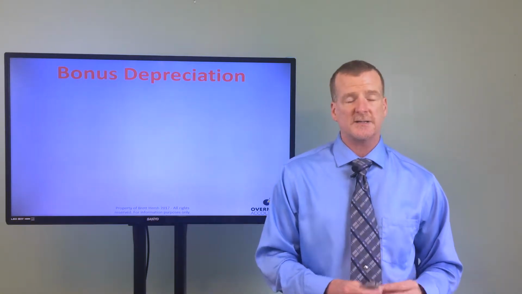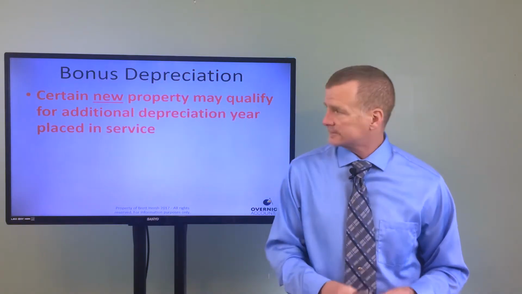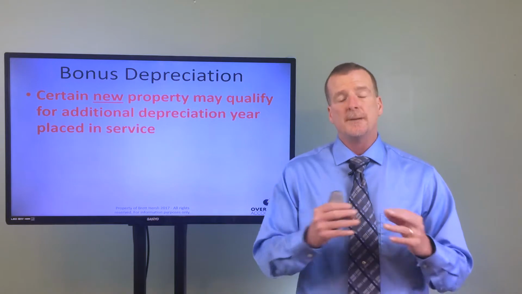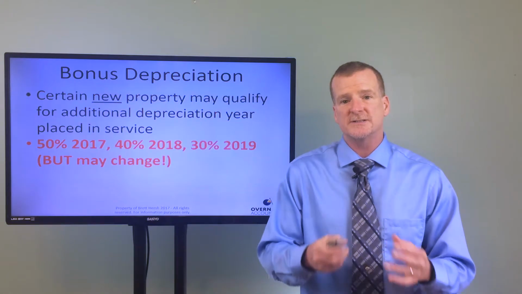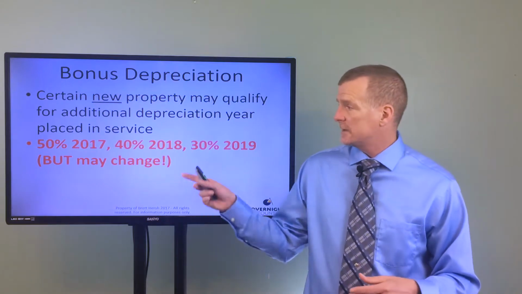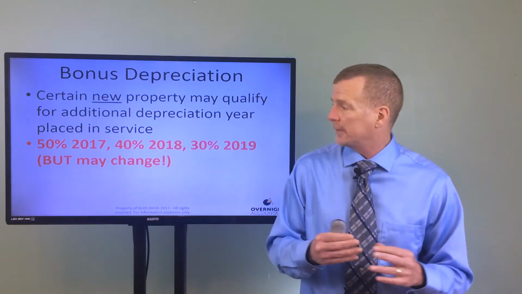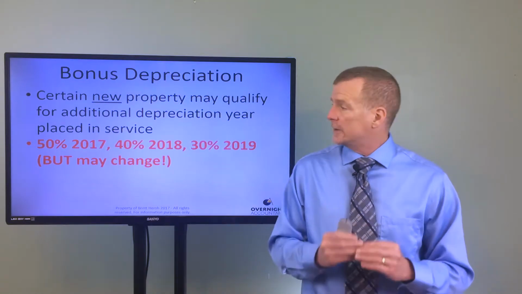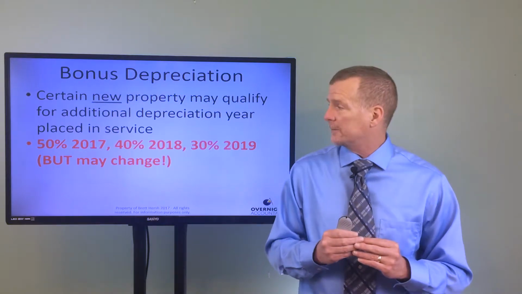Let's move forward here. As we discussed earlier, we're going to talk about bonus depreciation. What is bonus depreciation? Well, certain new property, you see that I have new underlined because it only applies to new property, may qualify for additional depreciation the year that it is purchased and placed in service. Now, this changes over time. For example, in 2017, this was 50%. You purchase a new item that qualified, which is most depreciable property, in the course of the year that's new and used in the business, you would automatically get a 50% write-off up to a certain amount for the item placed in service that year.